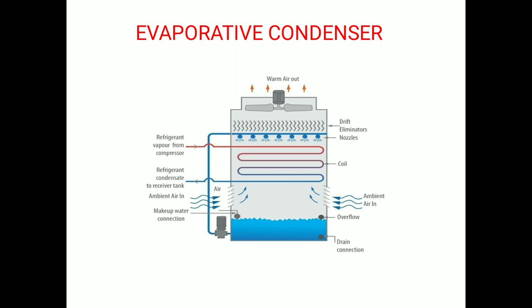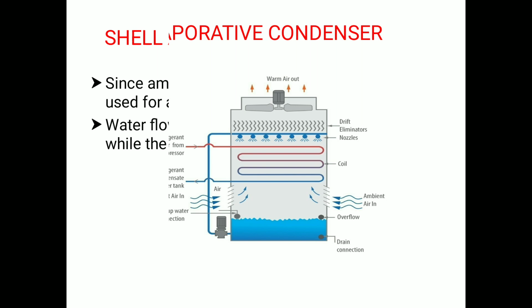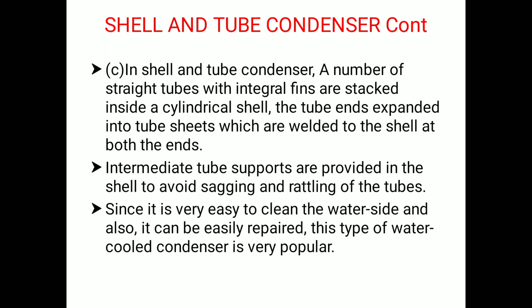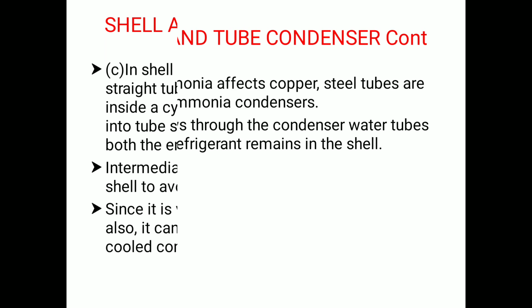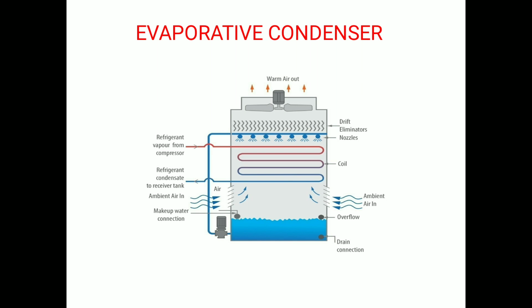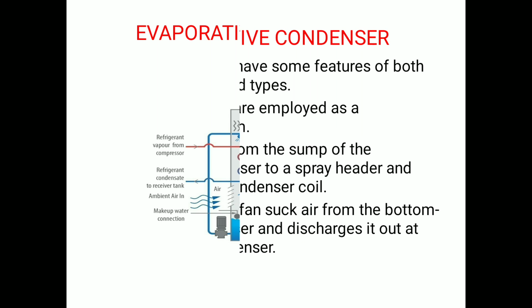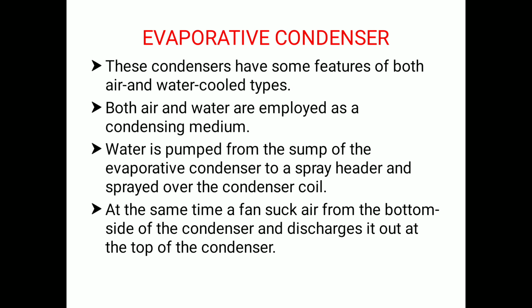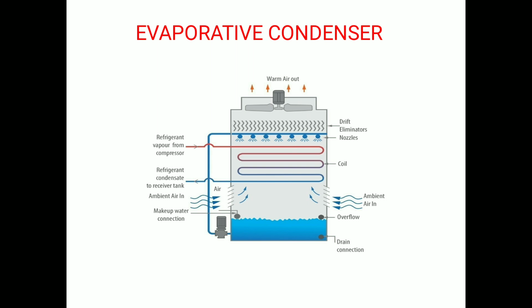Next one is the evaporative type. It's a combination of both. So this is the setup of the evaporative type condenser. These condensers have some features of both air and water cooled types. Both air and water are employed as a condensing medium. That is why it is called an evaporative condenser. Water is pumped from the sump of the evaporative condenser to the spray header. You can see the spray right over there.